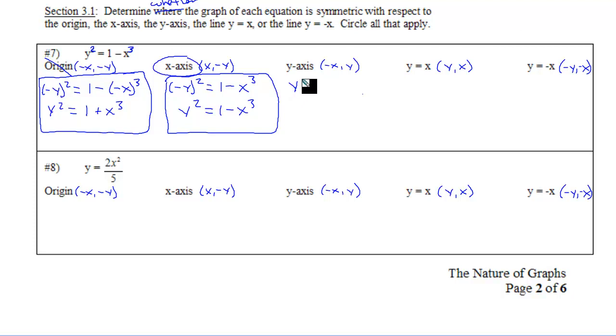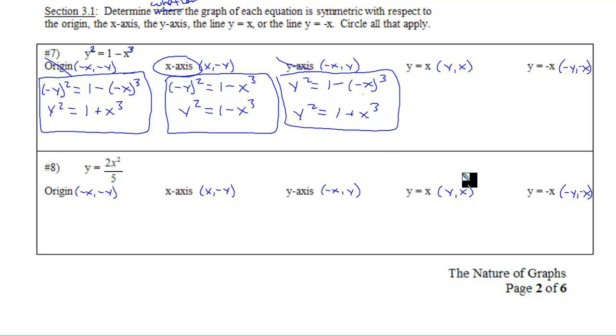The y-axis, you leave y the same. Put a negative in for x. A negative x cubed is an x cubed negative. Subtracting a negative x is going to be like adding a positive x. Not the same as the original. So this is not symmetric with respect to the y-axis.